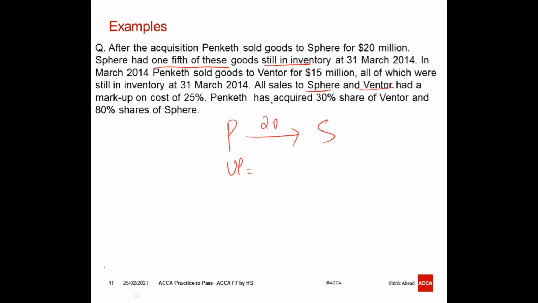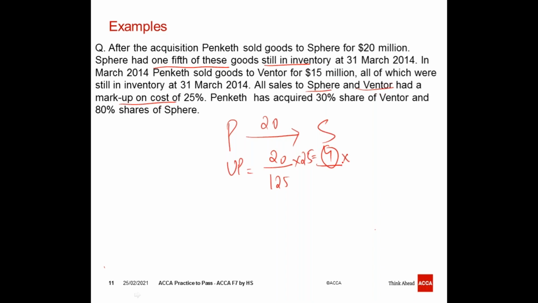All sales in Sphere and Venture had a markup of 25% on cost. The 20 million is the sales price. It should be divided by 125 and multiplied by 25. You get the value of the profit out of the total 20 million. So when I divide 20 million by 125 and multiply by 25, we get the value of 4 million. So 4 million is the total amount of the profit that we have earned out of this 20 million.